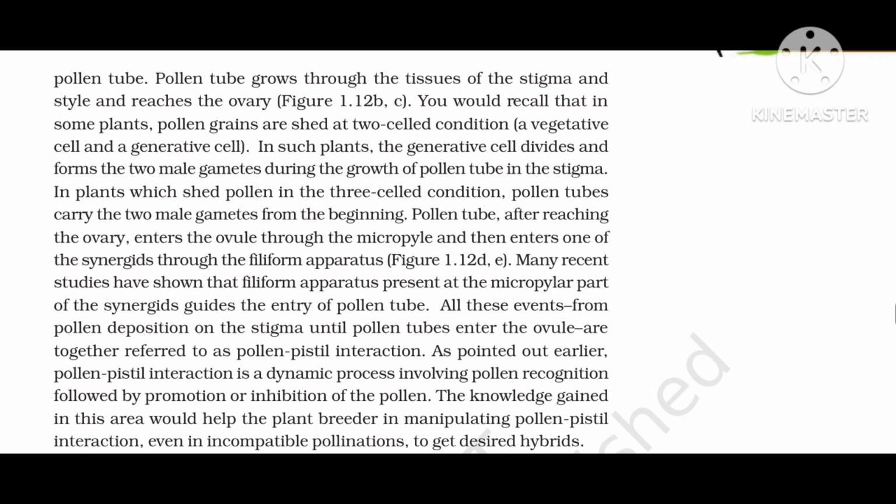As pointed out earlier, pollen-pistil interaction is a dynamic process involving pollen recognition followed by promotion or inhibition of the pollen. The knowledge gained in this area would help the plant breeder in manipulating pollen-pistil interaction, even in incompatible pollination, to get desired hybrids.